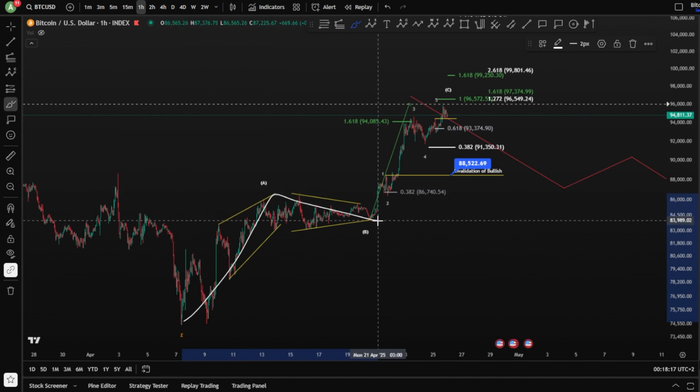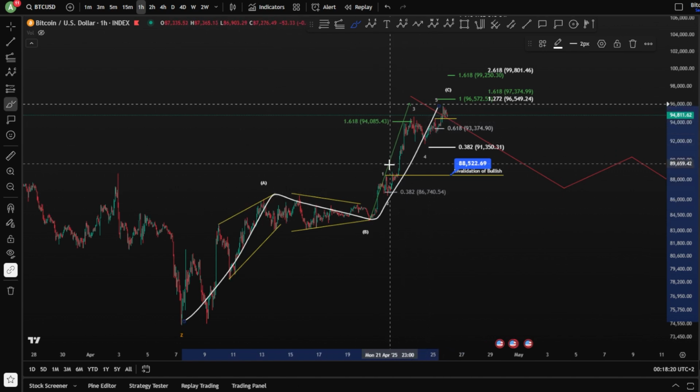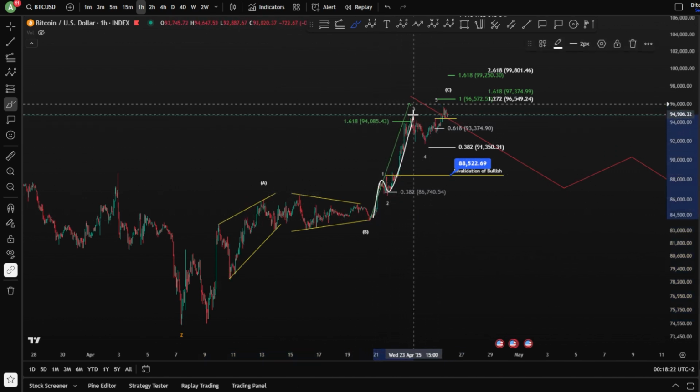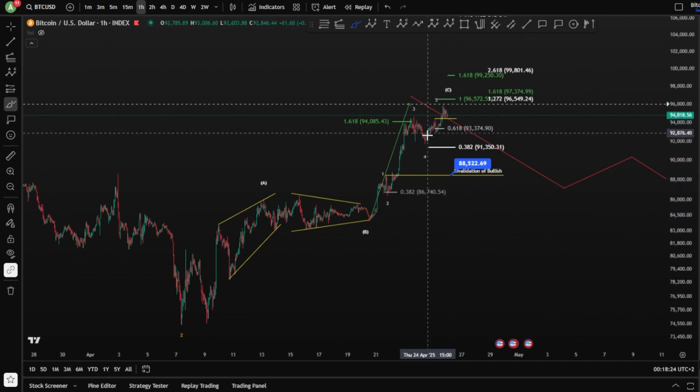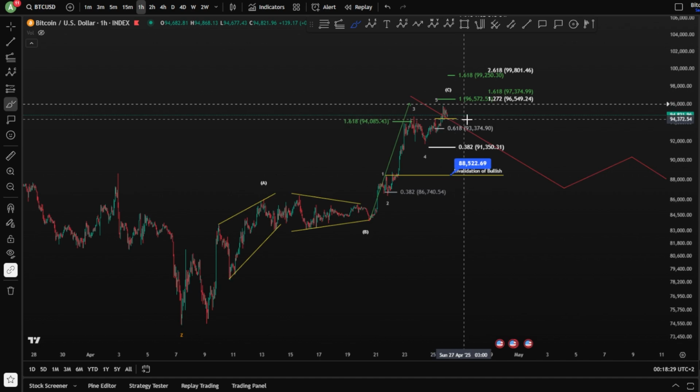So, we have potentially an ABC toward the upside. This wave C is still unfolding, potentially 1, 2, 3, 4, and a 5. This wave 5 still, of course, needs one more leg toward the upside.